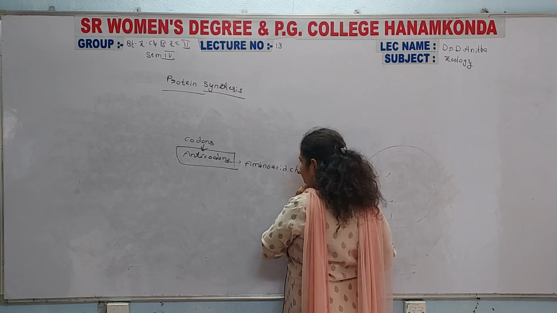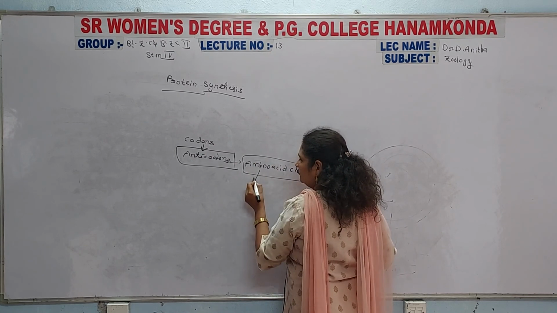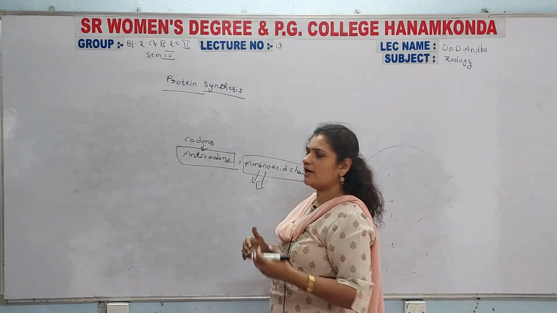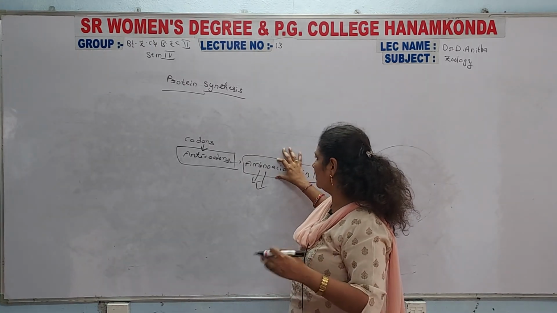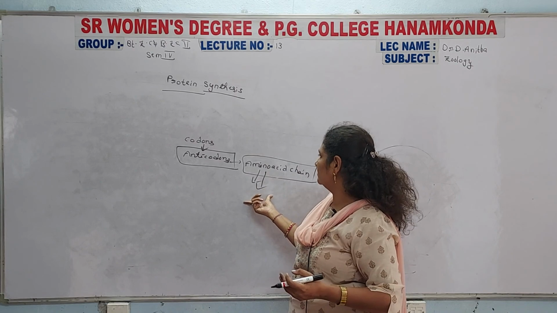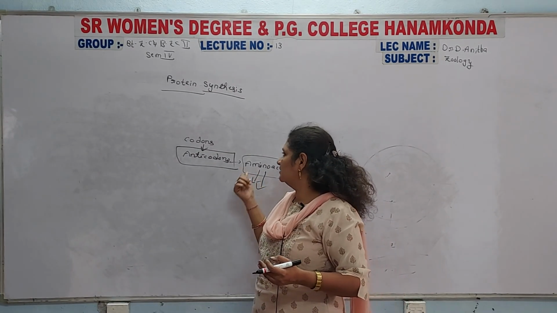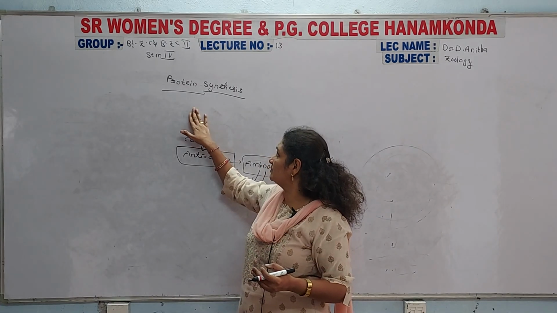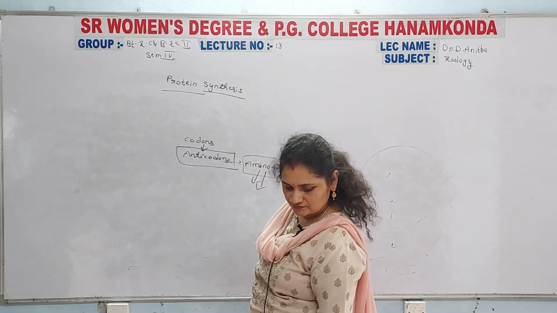Each and every amino acid bonds with another. When it reaches the maximum length, the amino acid chain is completely detached. So in protein synthesis, half of the process is completed.